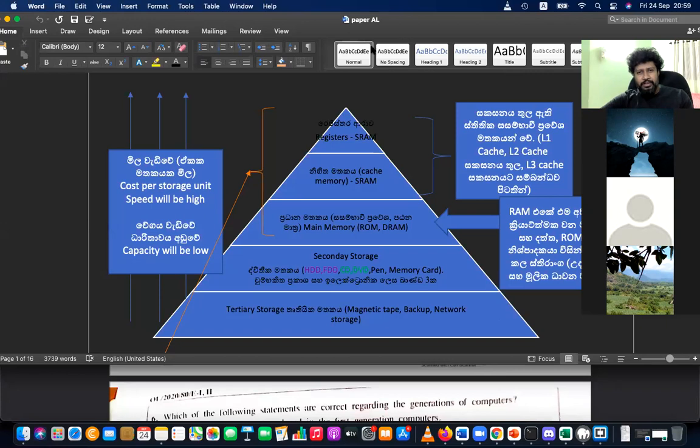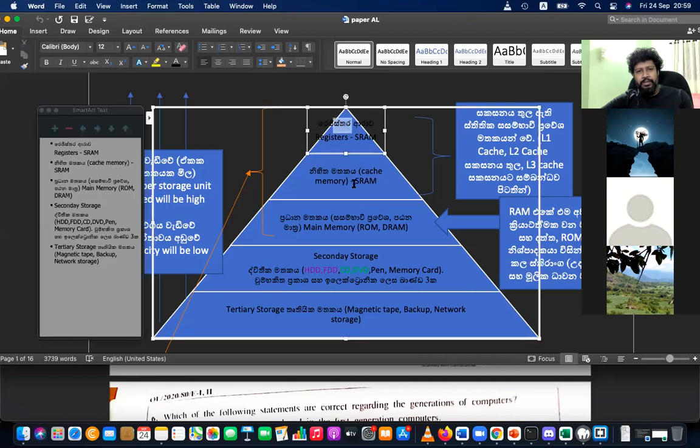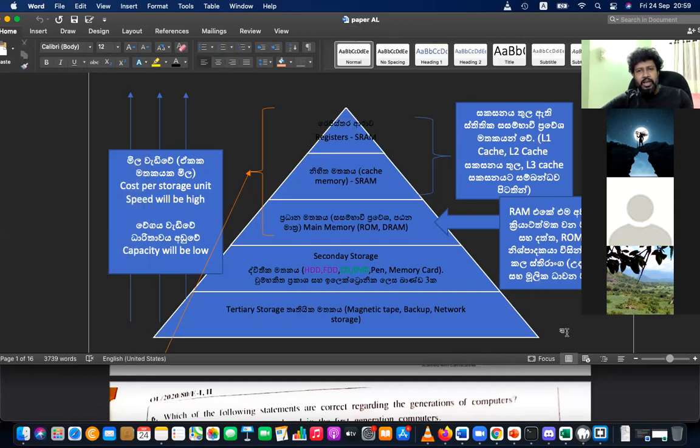So you can see the registers are the smallest, then the cache memory. After that, you have the main memory. After that, you have the secondary storage. And after that, the tertiary storage. And you can see when you go up, the capacity will be lower, but the speed will be high and the cost also high. Next time they can ask about cost, who knows? Next time they can ask about the speed, or they can ask about the capacity, they can ask about these levels. For all these questions, the answer is this.